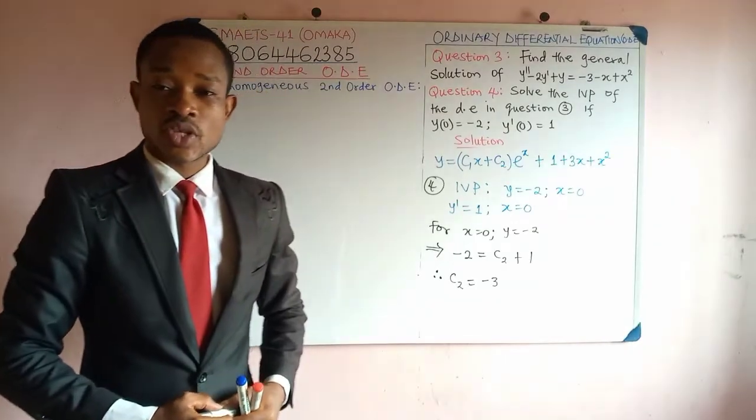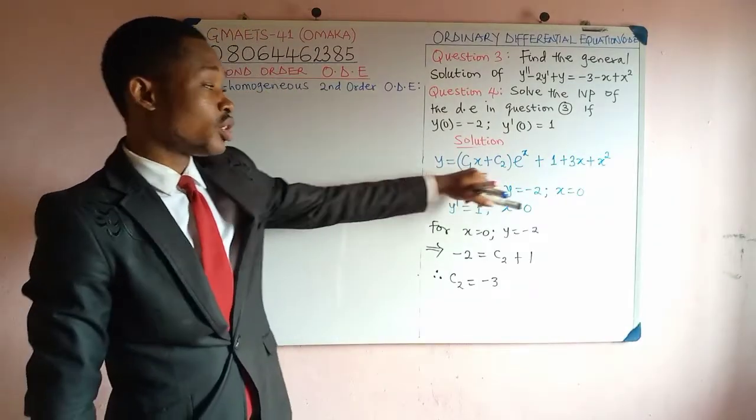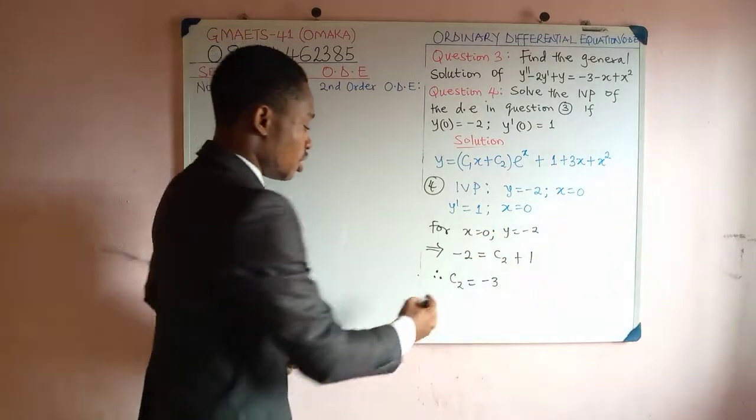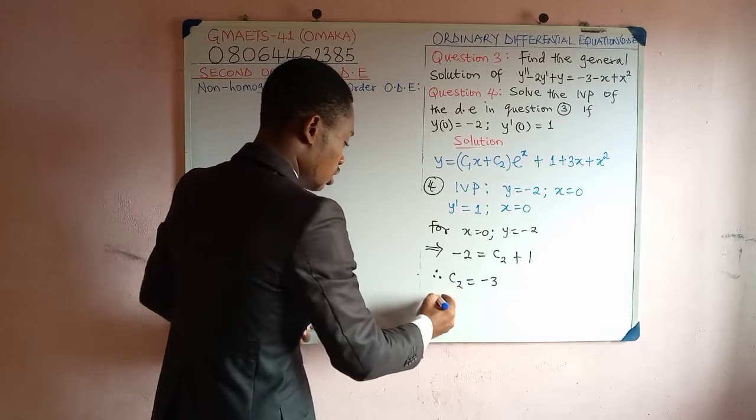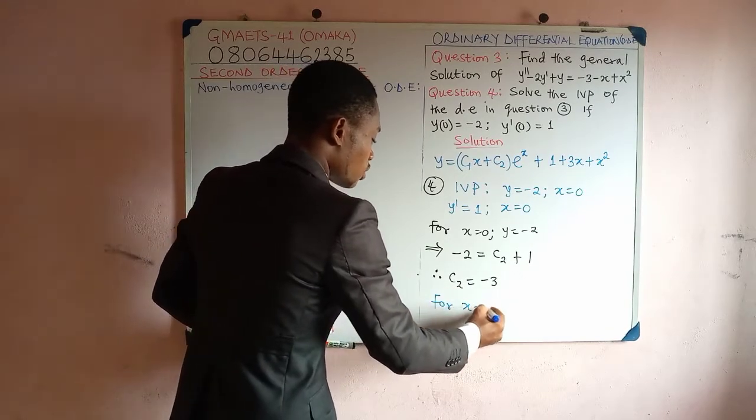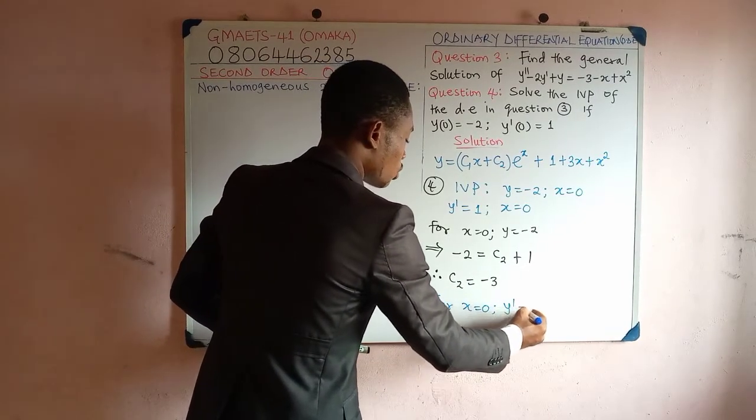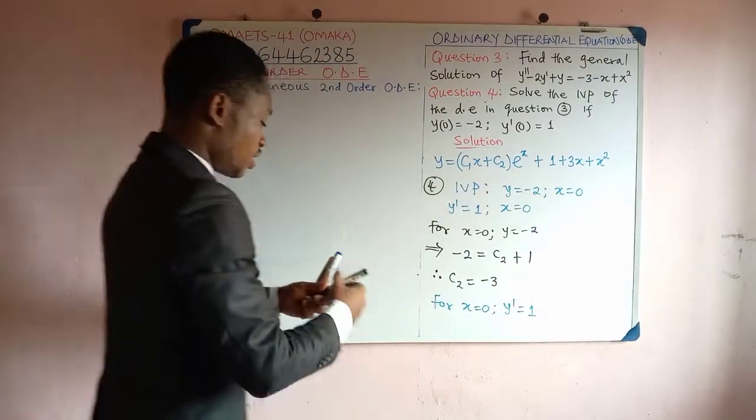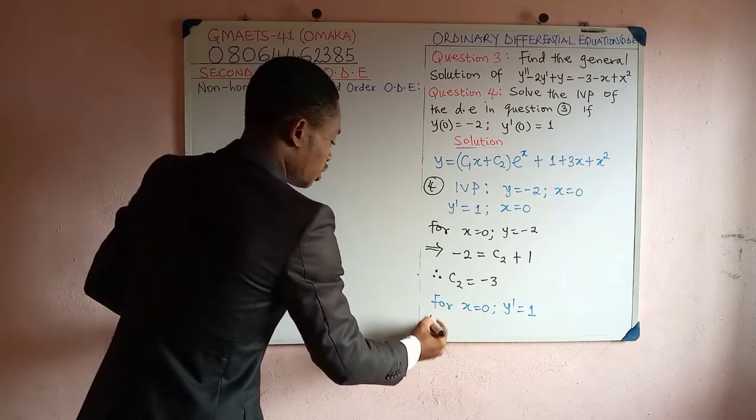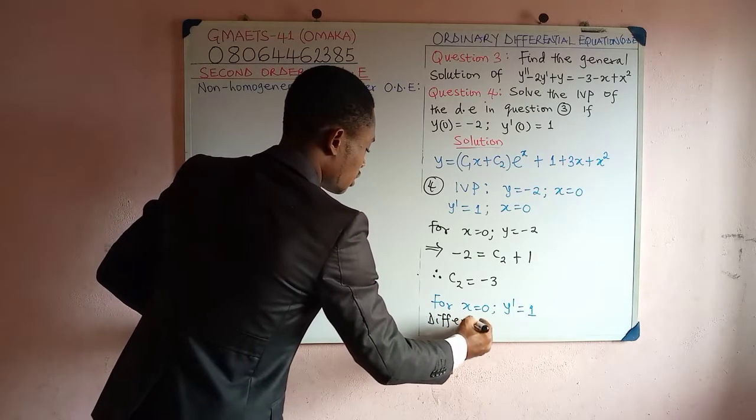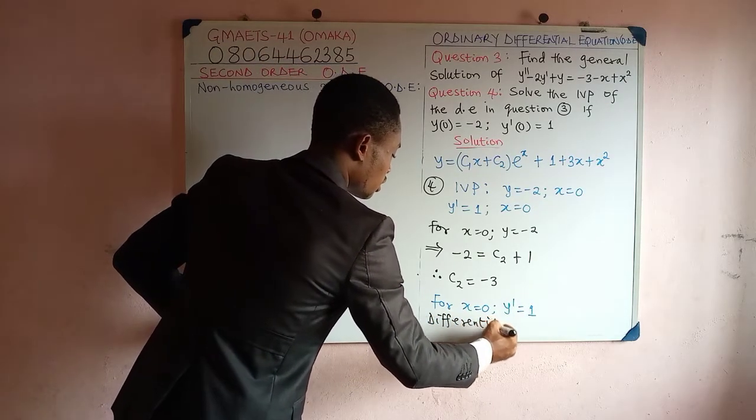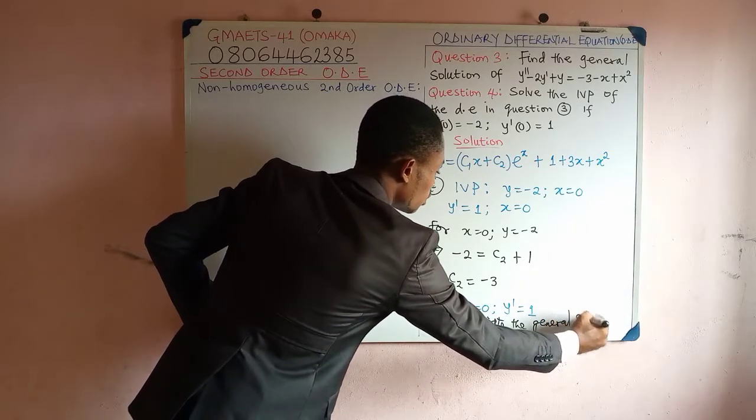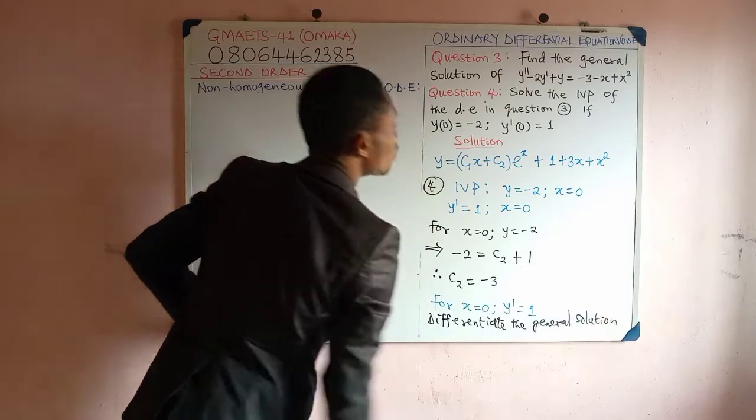We shall now proceed to differentiate this general solution so as to be able to apply this second condition. So I'm going to write, for x equal to 0 and y prime equal to 1, we shall differentiate this term. So let us differentiate and see. Differentiate the general solution.